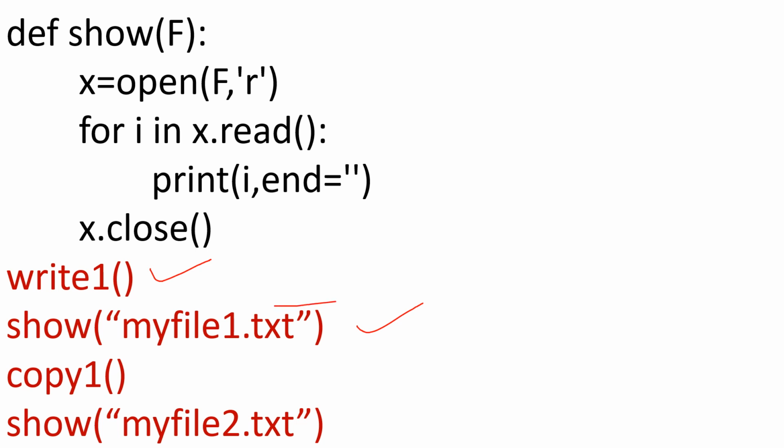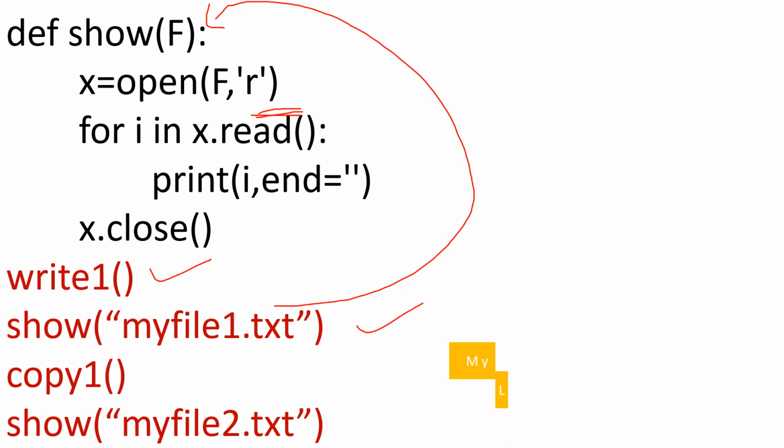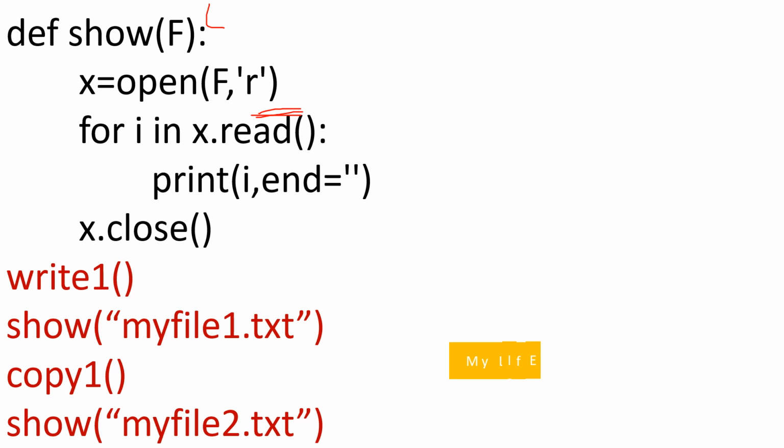When I am invoking this one, this argument will be copied into this f, and now what will happen? The show function will open myfile1.txt and it will return all the content. This x.read will return all the content in the form of a string, and then the loop will start reading one character from the string and display it on the screen like this. You will get all the content on the screen. Then after that, closing.